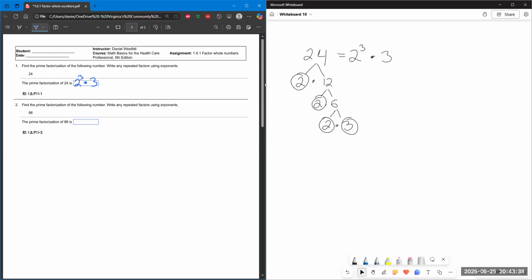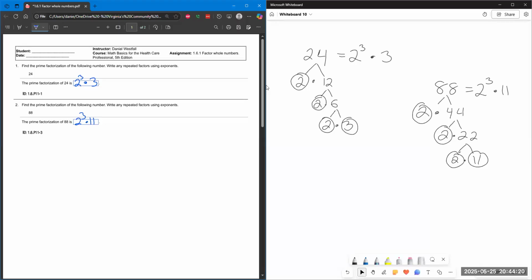So now let's look at the composite number 88. 88 is 2 times 44, which is 2 times 22, which is 2 times 11, and 11 is a prime number. It can't be broken down anymore. So 2, 2, 2, and 11 is 2 to the third times 11. It's important to be able to recognize prime factors.